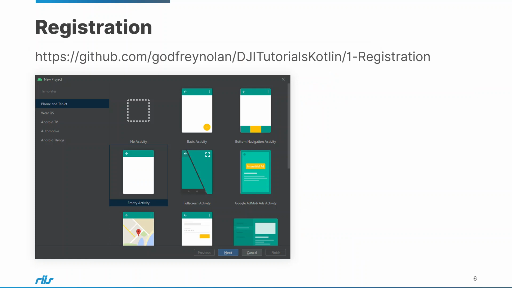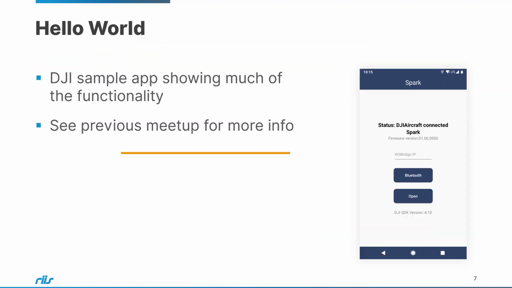Like I said, each of them have a URL to go to. We have a README with all the notes, step-by-step walkthrough. The second app is the Hello World, which is the DJI sample app, showing much of the functionality that you can do in the DJI app. I went through this in a lot of detail on the previous meetup, so you probably want to go have a look at that one.